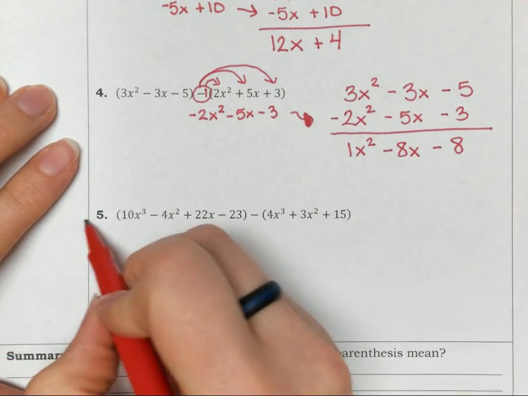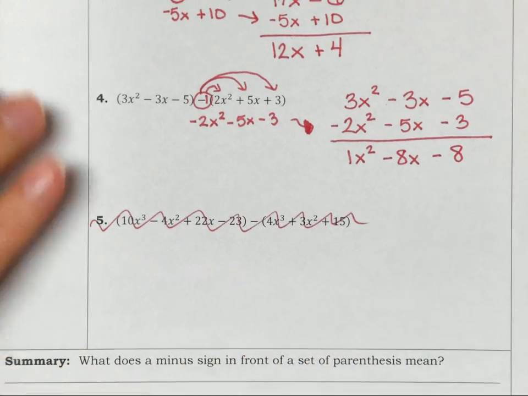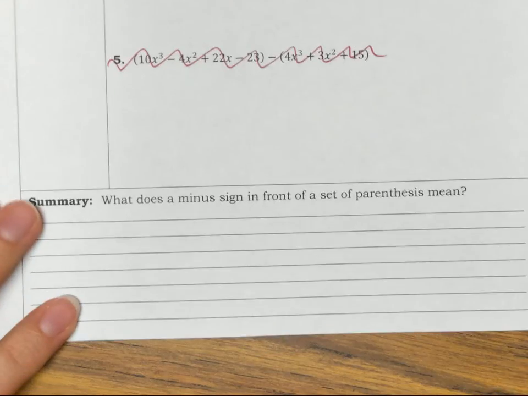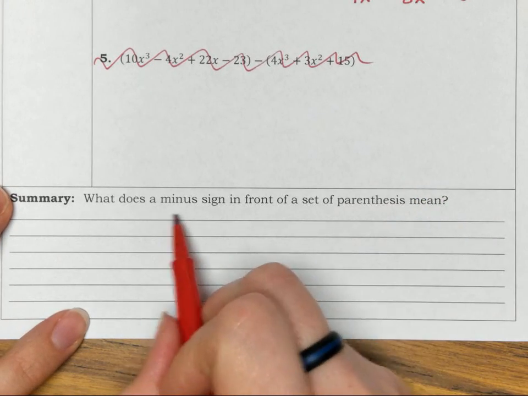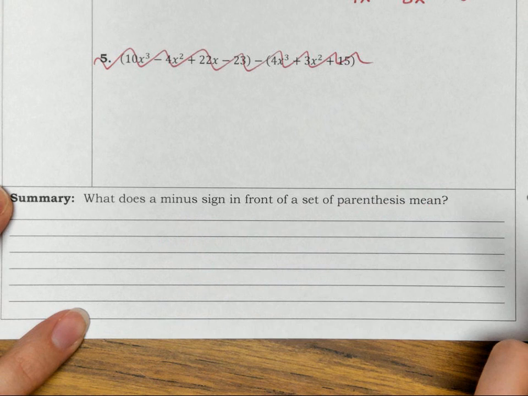All right, we're actually going to skip number 5 and go ahead and answer the summary question. What does a minus sign in front of a set of parentheses mean?